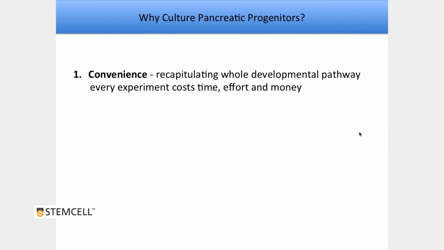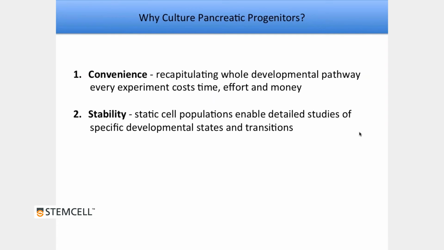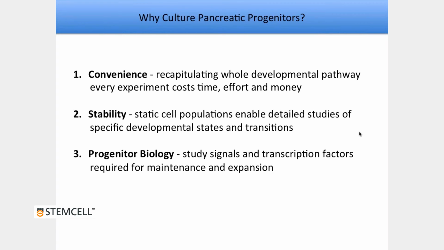Firstly, there's the issue of convenience, in that recapitulating the entire developmental pathway for every single experiment takes a lot of time, effort and money. Secondly, there's the issue of stability, in that static cell populations enable much more detailed studies of specific developmental states and the transition between them than, say, the heterochronic populations that you get from differentiations that are charging through development.